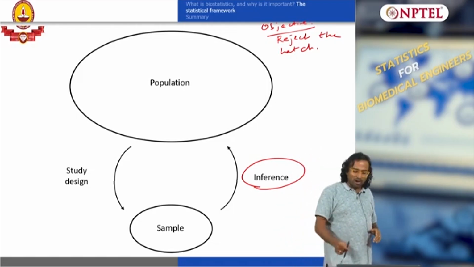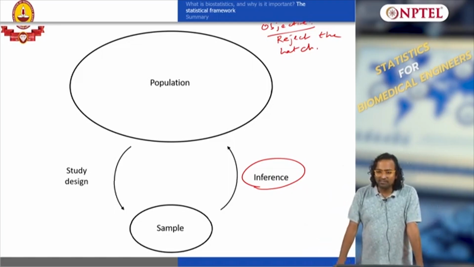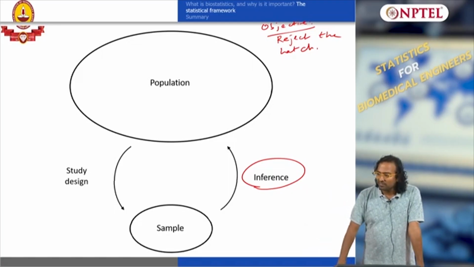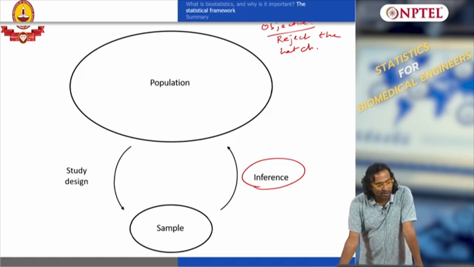So now how do I make it a quantitative statement? How do I make this a quantitative statement? Reject the mango batch. What do I do?